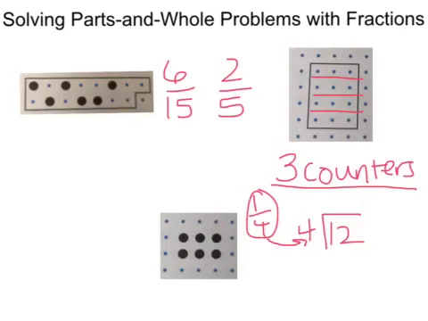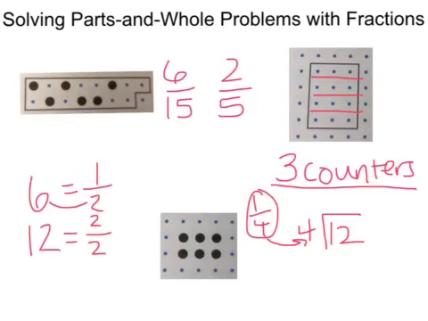If I know that 6 is equal to 1/2, what I need to figure out is what is equal to 2/2, or how many counters are 2/2 worth. So all I have to do here is multiply 6 times 2, which gives me 12, which makes 12 how much my whole is worth.